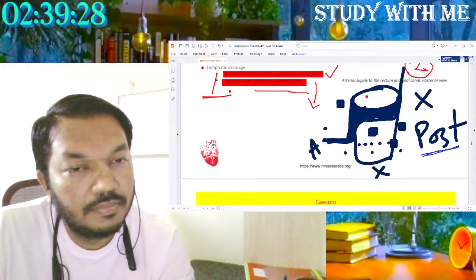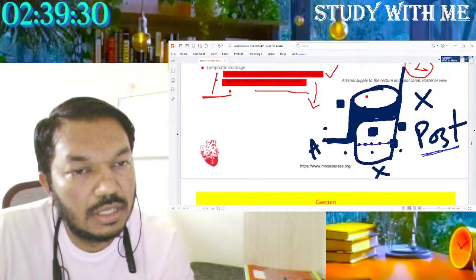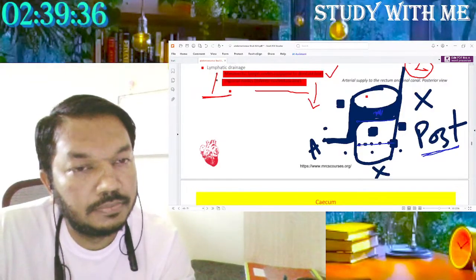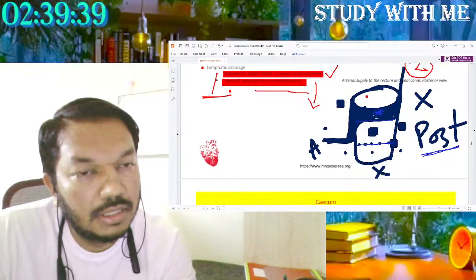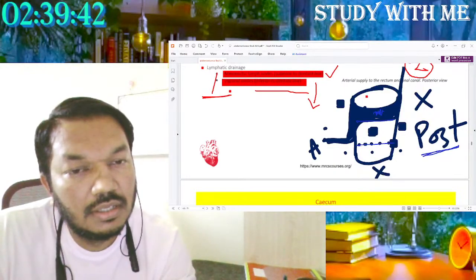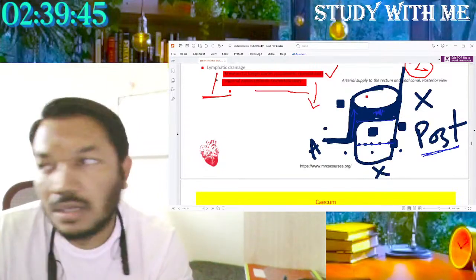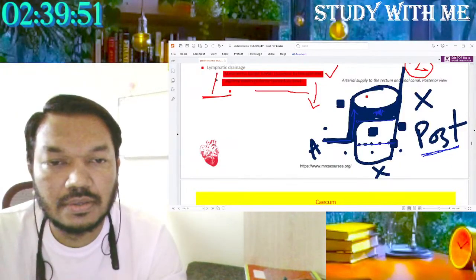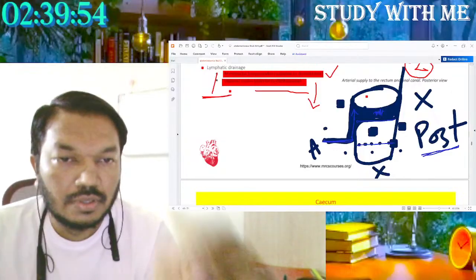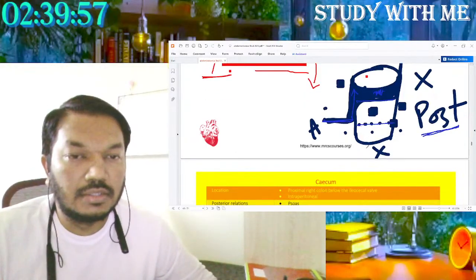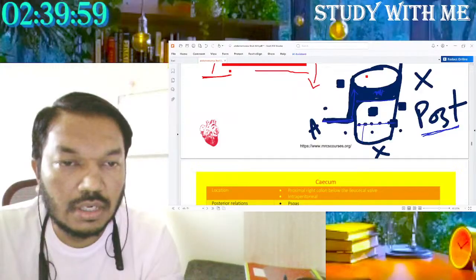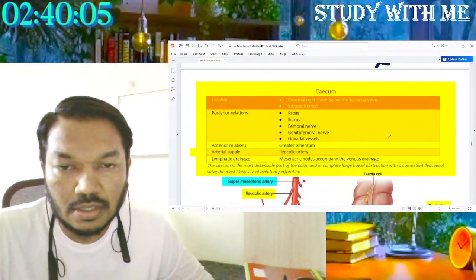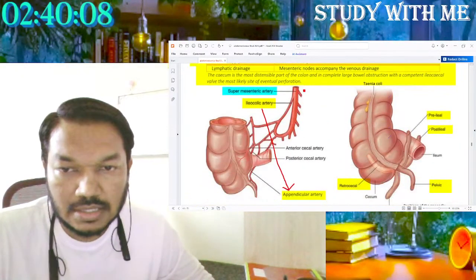Laterally, this is the lower one third, this is the middle one third, and this is the upper one third. The upper one third will be covered by the peritoneum, laterally. And anteriorly, the middle and upper thirds will be covered by the peritoneum. So the whole lower third of the rectum is bare, with no peritoneum.